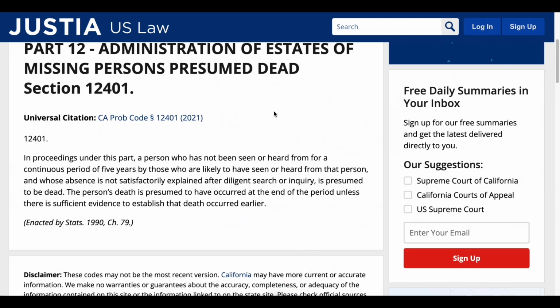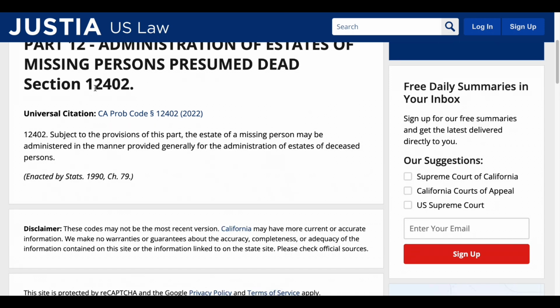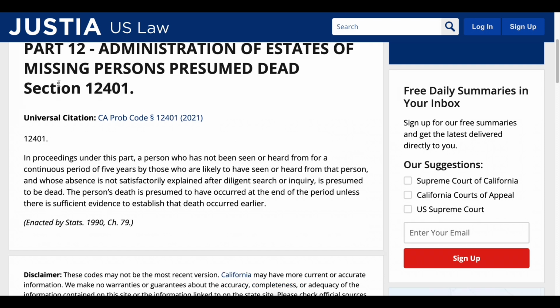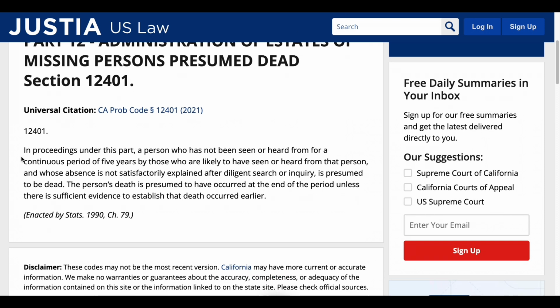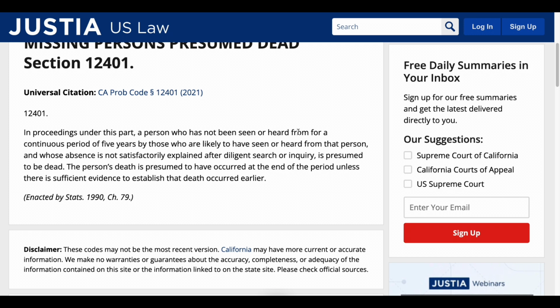This is the code that came right before the one I just showed y'all. See, that's 40. See right here when I was talking about the missing person, they can administer your estate as if you're dead. That's 12402. This is 12401. Okay. In proceedings under this part, a person who has not been seen or heard from for a continuous period of 5 years by those who are likely to have seen or heard from that person, and whose absence is not satisfactorily explained after diligent search or inquiry, is presumed to be dead.